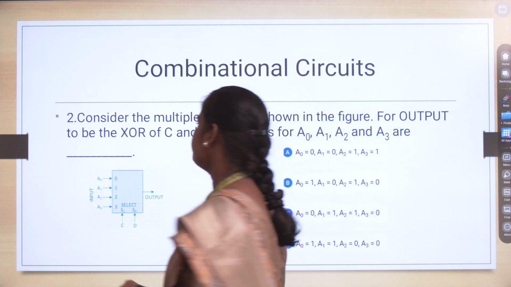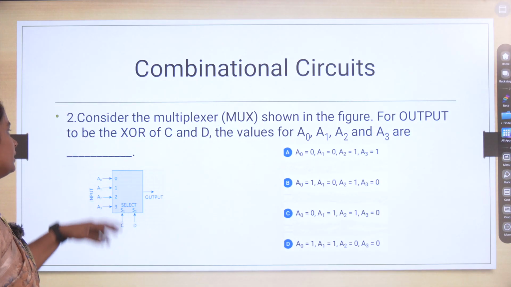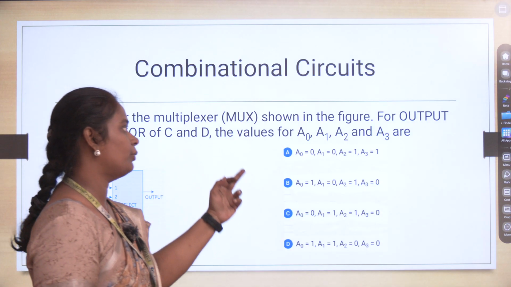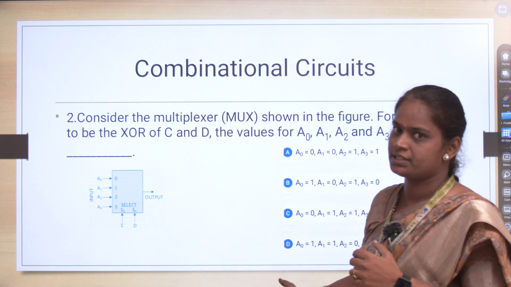Okay, this is the second question. Consider the multiplexer shown in the figure. For the output to be the XOR of C and D, the values of A0, A1, A2 and A3 are. There are 4 options here.